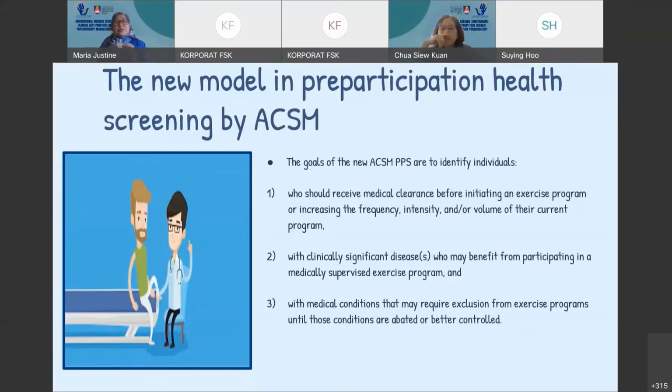And the third goal of the new model is to identify individuals with medical conditions that may require exclusion from exercise programs until those conditions are abated or better controlled. Again, physiotherapists actually have a major role. Even if your clients are being excluded from certain exercise programs, you know that you need to maintain their function for them to continue doing their activities of daily living. Again, the program does not necessarily mean moderate to high intensity aerobic physical activity, but you can do some functional exercises for your clients that may be excluded from this dosage of exercise.